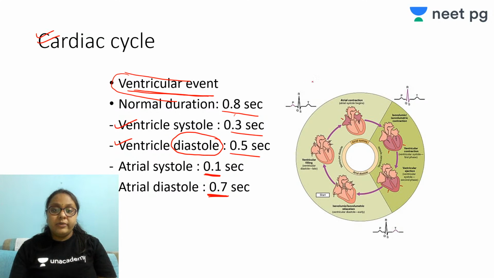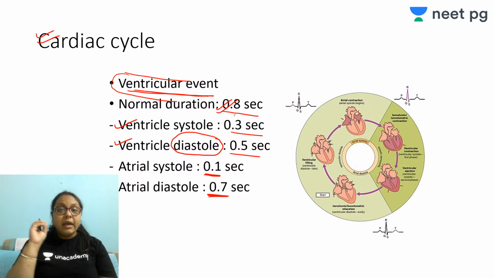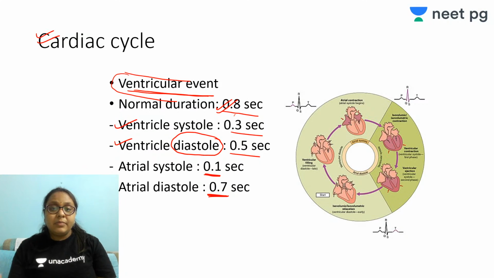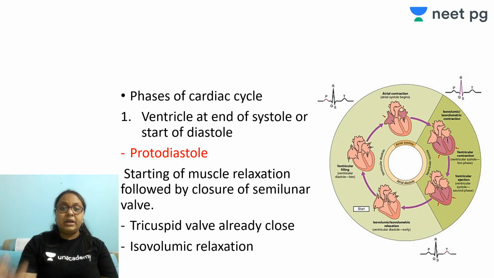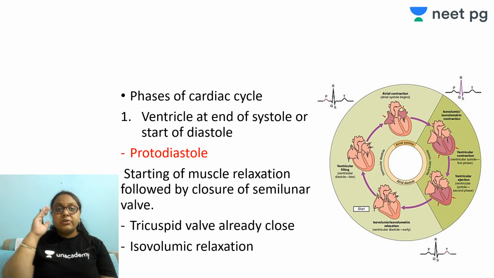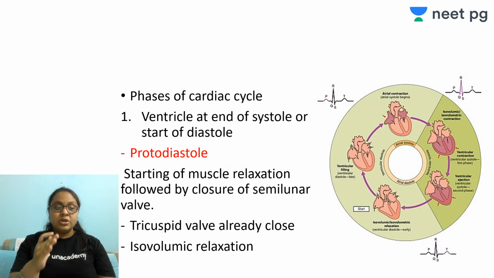Normal duration, always remember, it is 0.8 seconds, and whenever I'm talking about the cardiac cycle, I'll be talking in terms of the ventricle. If I'm telling systole, that means ventricular systole. If I'm telling diastole, that means ventricular diastole. So I'll be talking about the ventricular event in the cardiac cycle. So first, the phases of the cardiac cycle.